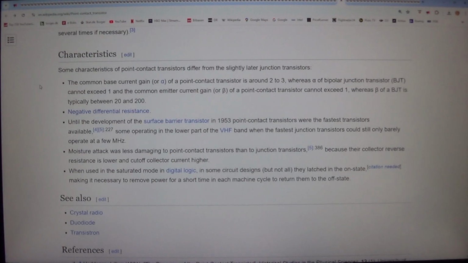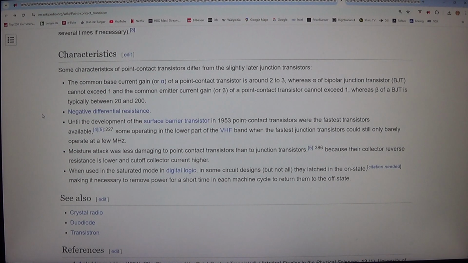Characteristics. Some characteristics of point contact transistors differ from the slightly later junction transistors. 1. The common base current gain, or alpha, of a point contact transistor is around 2 to 3, whereas alpha of a bipolar junction transistor, BJT, cannot exceed 1, and the common emitter current gain, or beta, of a point contact transistor cannot exceed 1, whereas beta of a BJT is typically between 20 and 200. 2. Negative differential resistance.